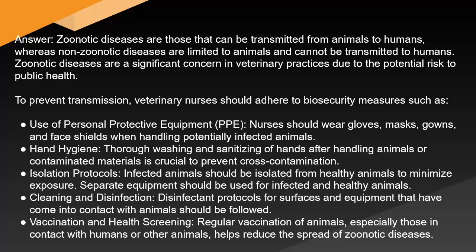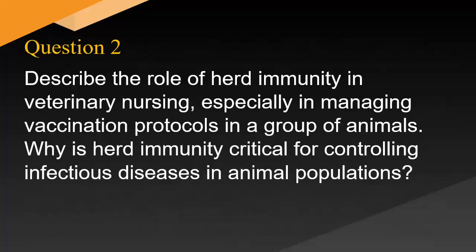Isolation protocols. Infected animals should be isolated from healthy animals to minimize exposure. Separate equipment should be used for infected and healthy animals. Cleaning and disinfection. Disinfectant protocols for surfaces and equipment that have come into contact with animals should be followed. Vaccination and health screening. Regular vaccination of animals, especially those in contact with humans or other animals, helps reduce the spread of zoonotic diseases.